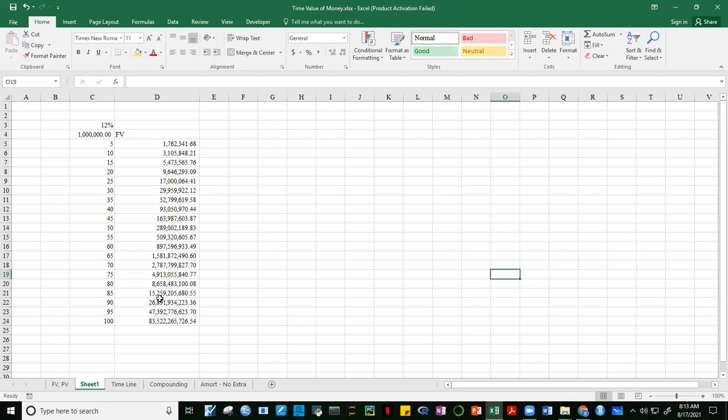Okay, so you can see here, guys, the increase is not additive, no? Hindi siya plus 1 million kasi from 8 million to 15, from 15 to 26 billion pala, 26 to 47, 47 to 83.